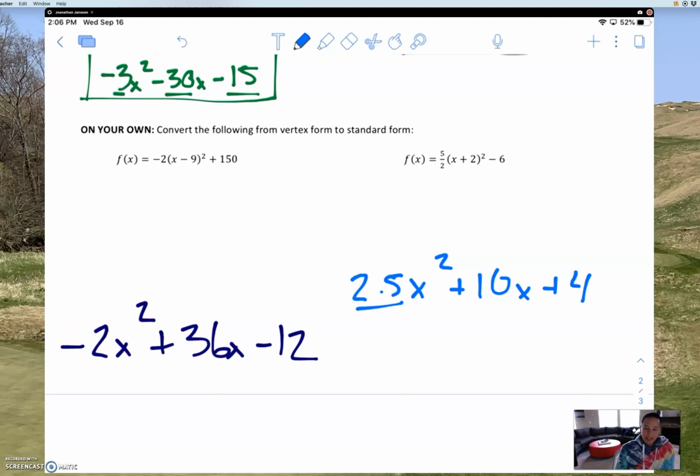So hopefully now you have a good idea of how to convert something from vertex form, looking like this, into standard form. And then starting with the next lessons, we're going to deal with things in standard form.